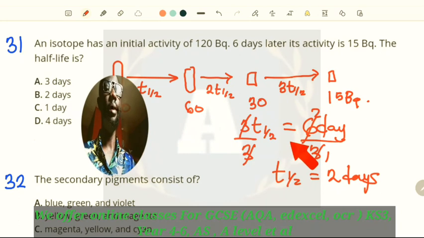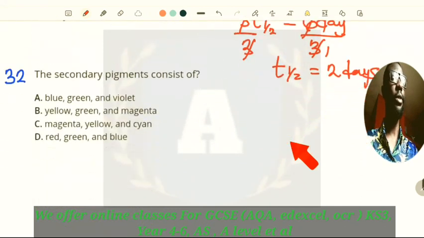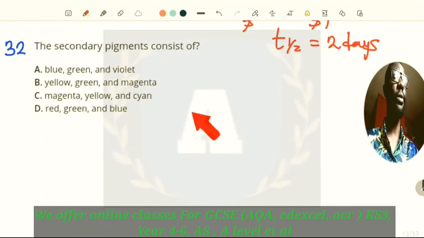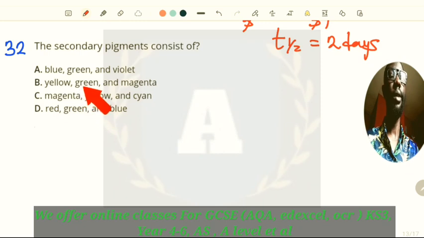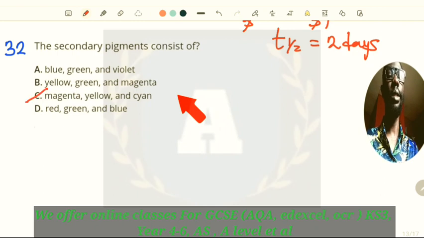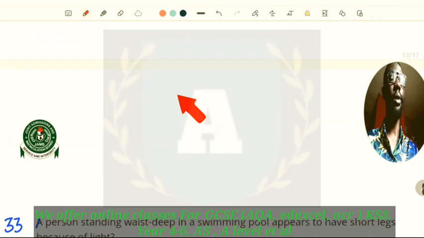All right, that is it about radioactivity. Now the next question says the secondary pigment consists of... These are out of secondary. Yellow is primary, blue, green, primary. Here we don't have any primary. So magenta, yellow, and cyan is the correct answer there.